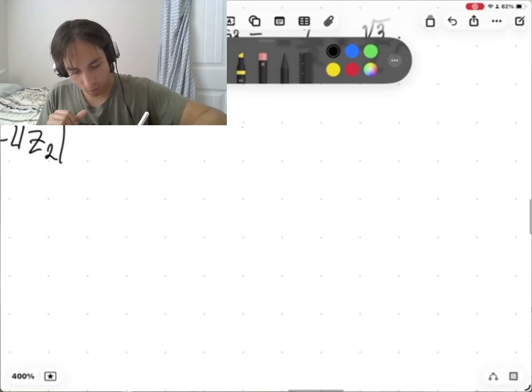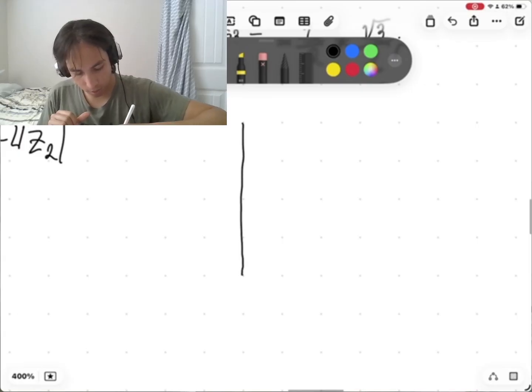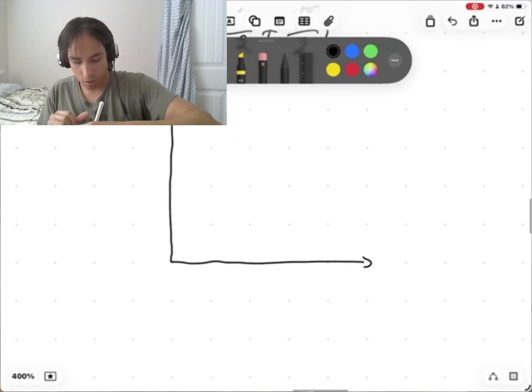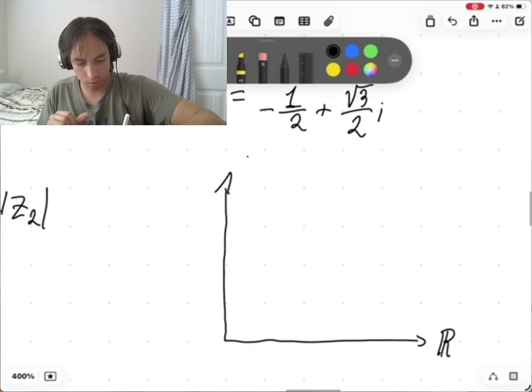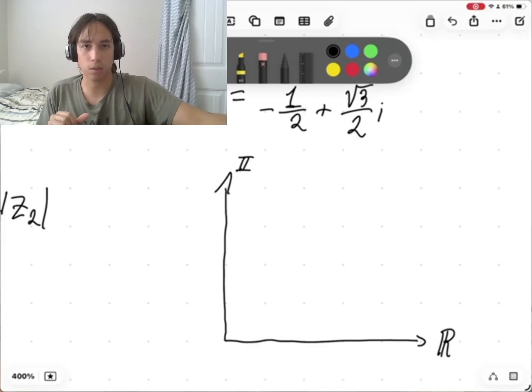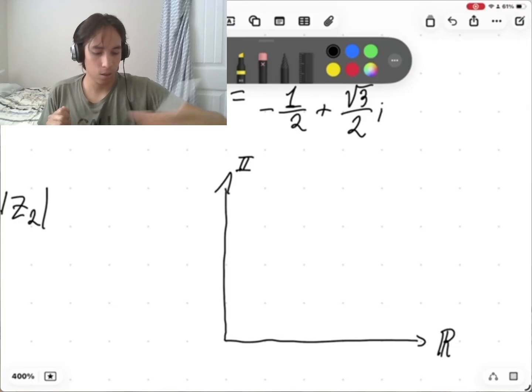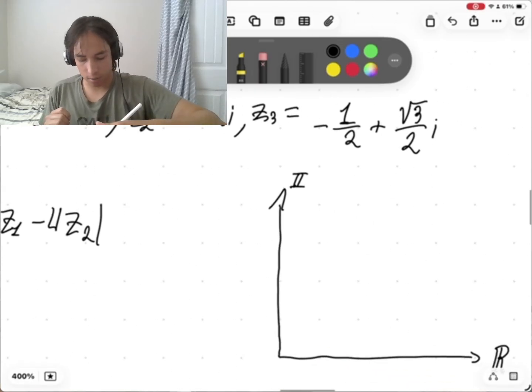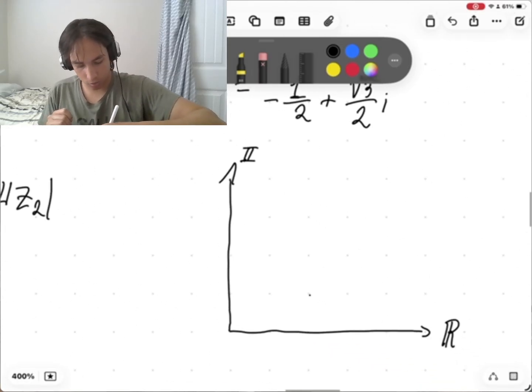As you can recall, we can visualize imaginary numbers as being in a plane where one axis is the real part and the other axis is the imaginary part. And so we have 2 plus i, which is like 1, 2 and 1.